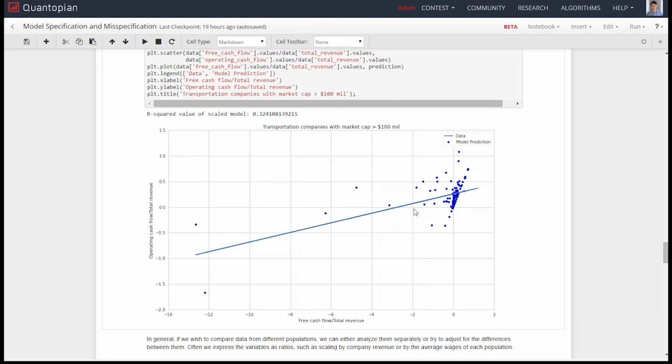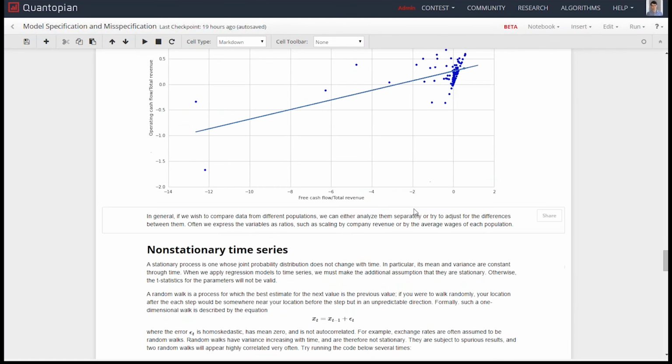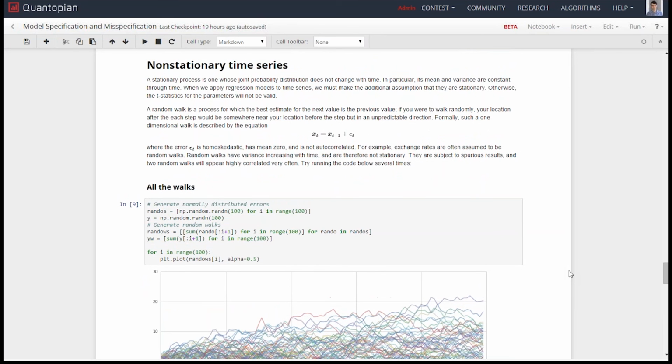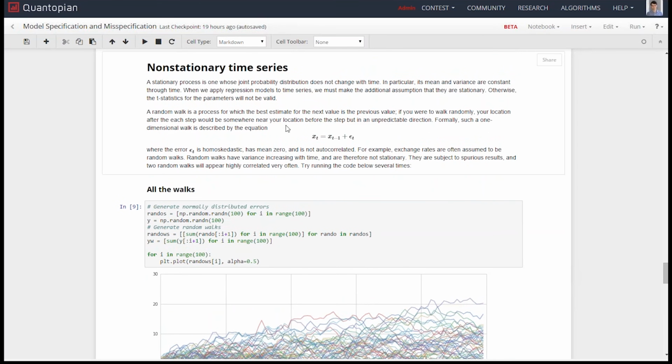You're pooling populations in a way that you shouldn't, and you want to split it out into different size companies and make sure that there's no relationship between the size of the company and how good your model is. Finally, this is a really fun example that I like a lot, which is non-stationary time series. This is just an example of a random walk, which is a very autocorrelated time series. This is the definition of autocorrelation: the value at time t is the value at time t minus 1 plus some random noise, right?